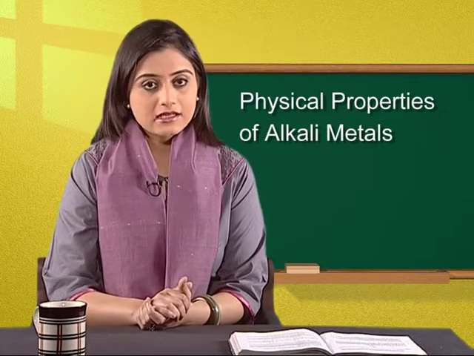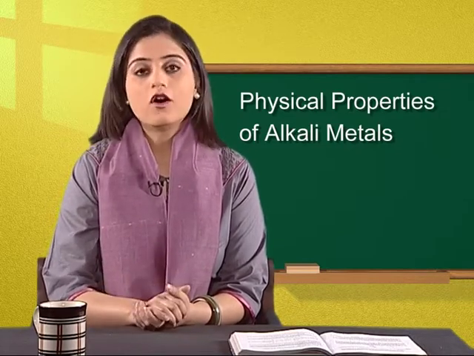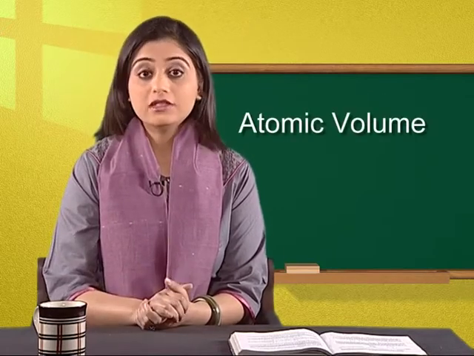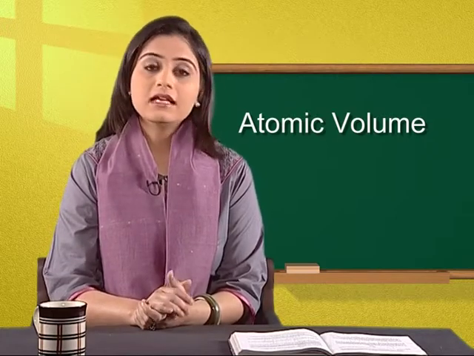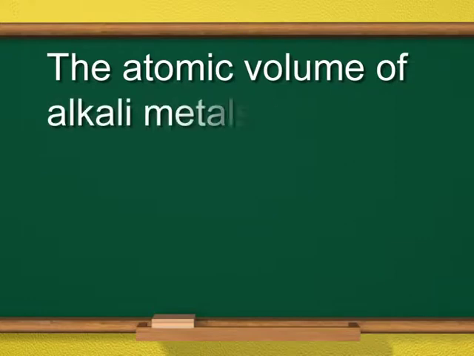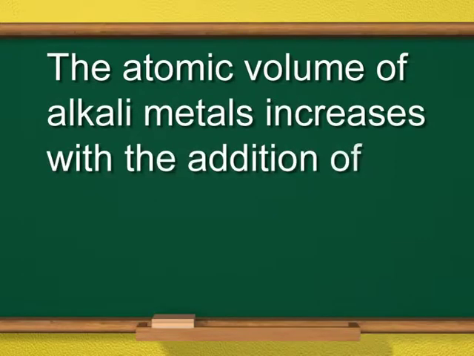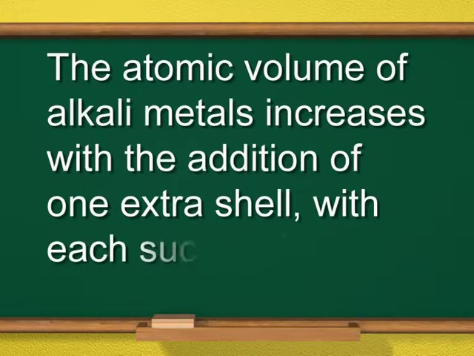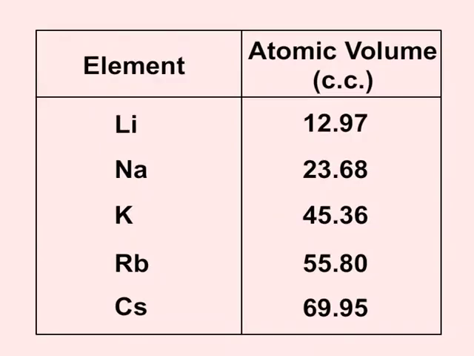Now, let's discuss the physical properties of alkali metals. Atomic volume. As atomic number increases from lithium to francium, what effect does it have on atomic volume? The atomic volume of alkali metals increases with the addition of one extra shell with each succeeding element. Atomic volumes of the alkali metals are shown on the screen. It has been depicted in cubic centimeters.